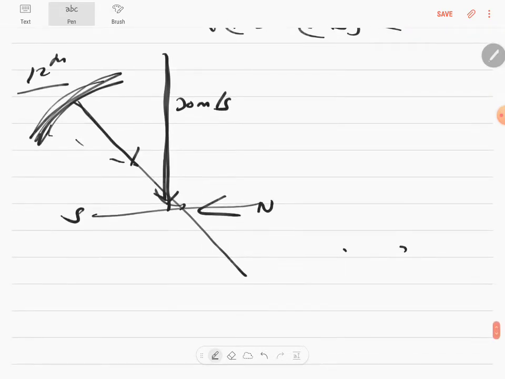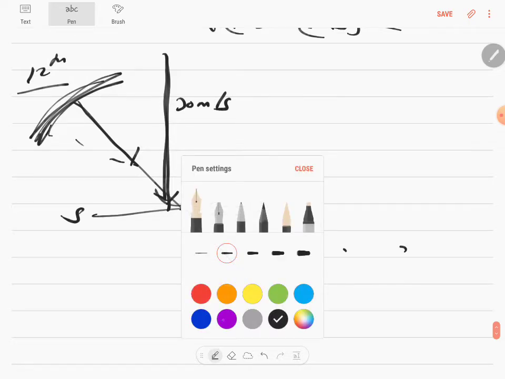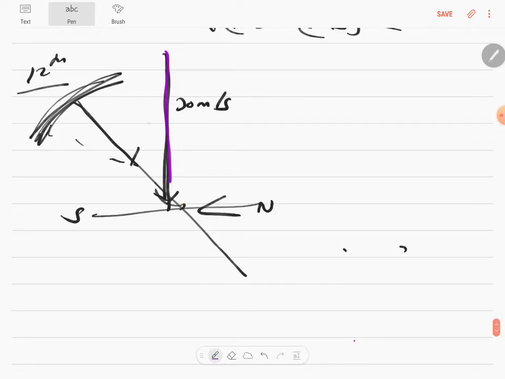Okay. So what you have to do is construct this velocity of the rain. You have to construct it below, extend it below. That will become the velocity of the rain. This will be the velocity of the lady. So the resultant is in this direction. Can you see a 90 degree? So you can do it by construction, right?